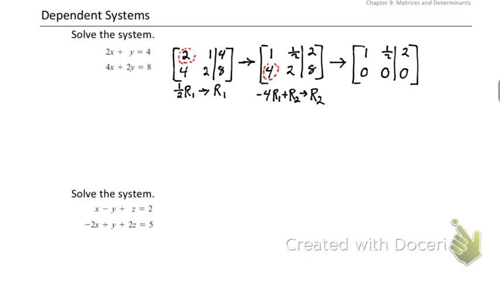Because your next step would be to turn this 0 into a 1, which would be impossible through multiplication. What that bottom row is actually saying, maybe I'll do it in red, is 0 equals 0. The variables dropped out. I have 0 x's, 0 y's. I have 0 equals 0. That is true, which means it is dependent. It is infinite solutions.